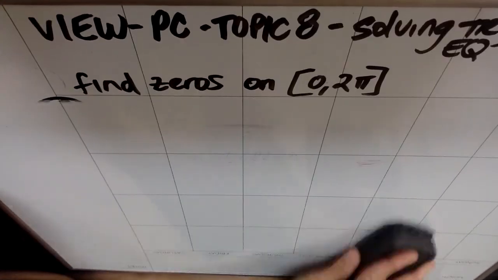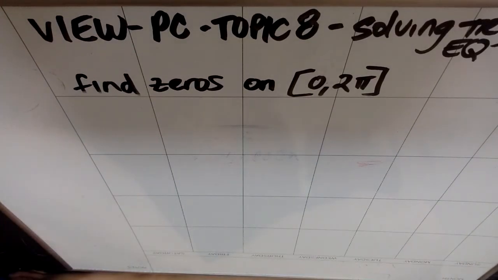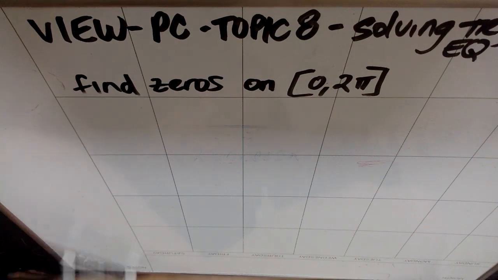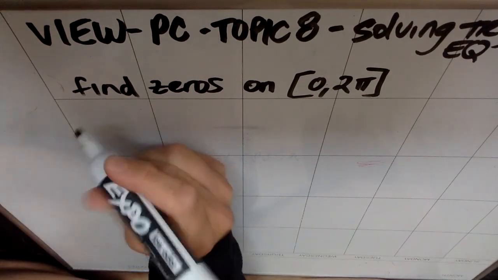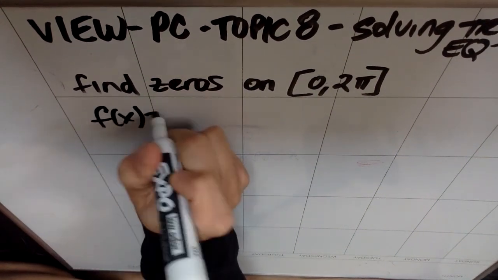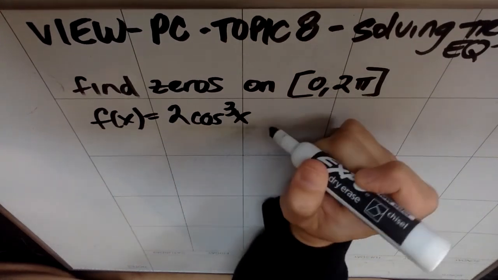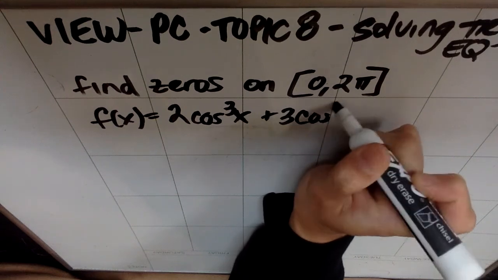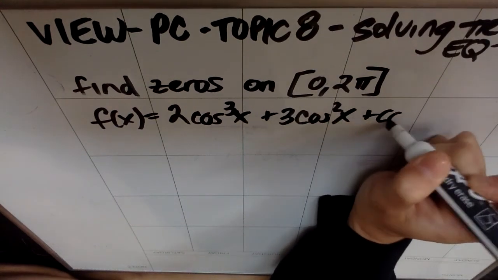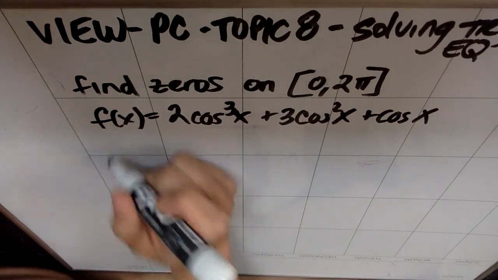All right, so for example 3, same instructions, but my function is f of x equals 2 cosine cubed of x plus 3 cosine squared of x plus cosine of x. All right, so I set this equal to 0.